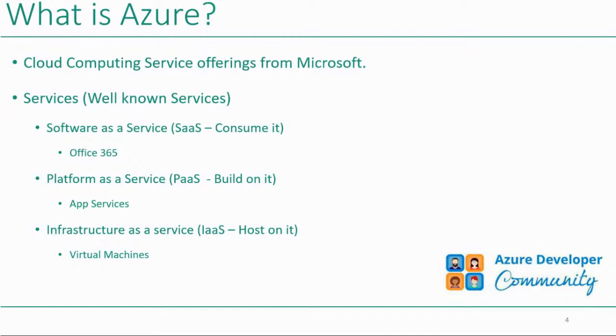Then platform as a service. Here they provide a layer where you can build your application and deploy it directly. You will not be worried about the system capacity or what kind of operating system to use. You just deploy the application directly and use it. The third one is infrastructure as a service.